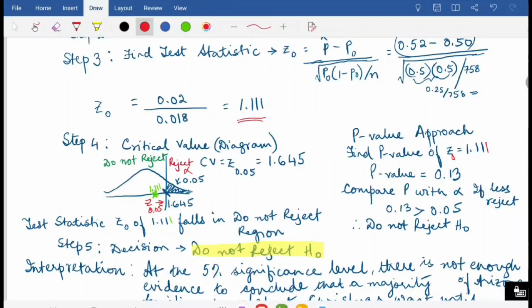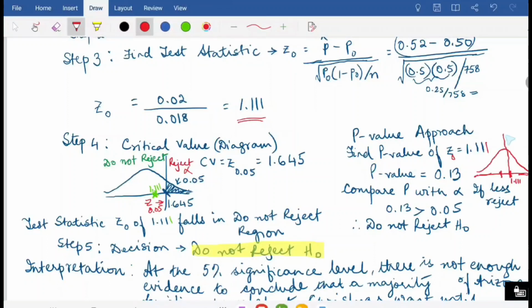So I'm going to quickly draw a figure here for the p-value approach. If I can find some space, let's do it here. So we have our curve, and please show where your z test statistic falls on this diagram. Again, there's no reject, do not reject in the p-value approach. Just take your test statistic. If this is the center point, then it'll be somewhere here. Let's say that's where 1.111 is.